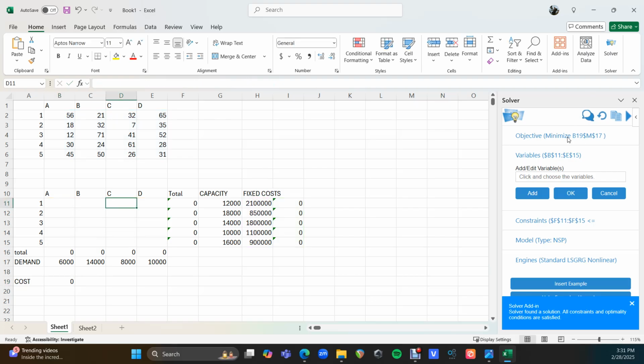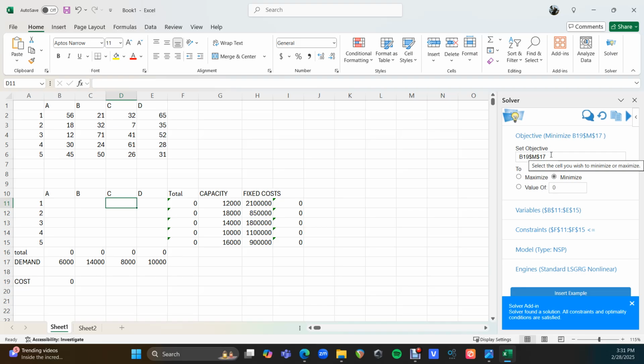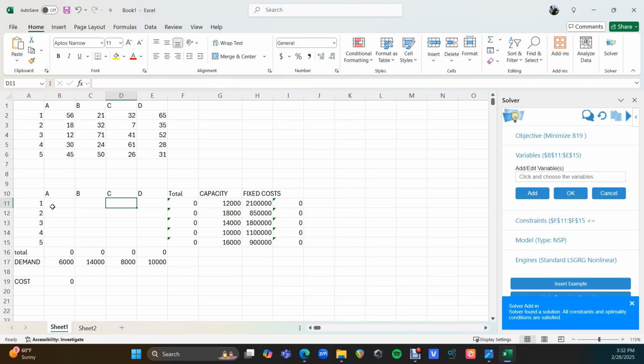Now here's my best go. You ready? We're minimizing B19, the cost there. Typing in this stuff is a nightmare sometimes. So B19 is what we're minimizing. The variables are B11 through E15. So all of these here is what I've put here.